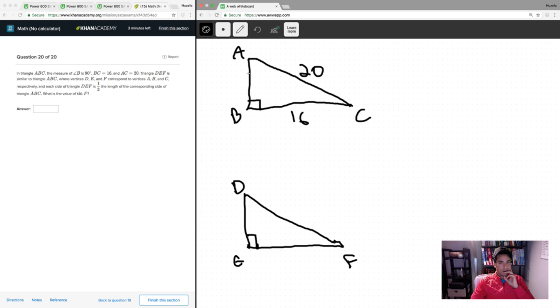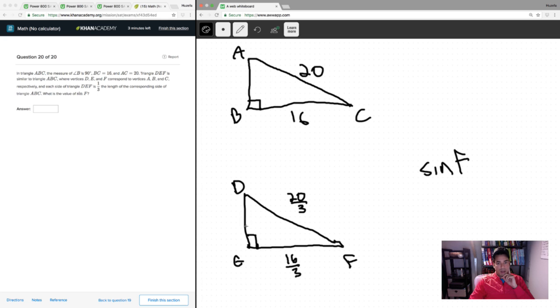And we can actually use Pythagorean theorem to solve for this, which we will shortly. And then respectively, DEF has sides 1/3 the length of the sides of ABC. So that means this is 20/3. This is 16/3. And they want to know what is sine of F. So we want to know of this guy. What is sine of F?